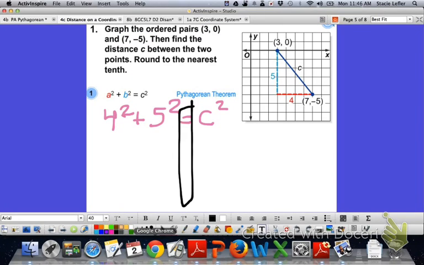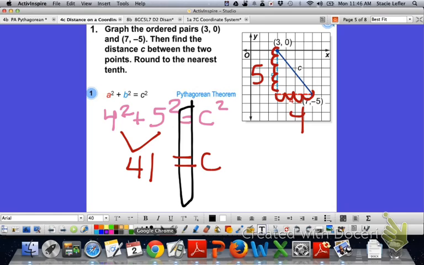After creating your triangle on your coordinate system, you count to see how long the legs are, and then we use those as your A and B in the Pythagorean theorem. So you have 4 squared plus 5 squared. Now you can type that into your calculator all at the same time, hit equals, and it's 41.